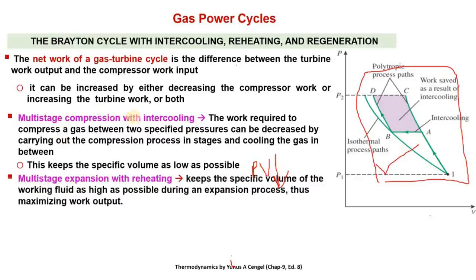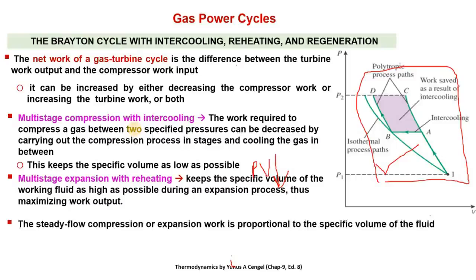So similarly, multi-stage compression with intercooling, we can use multi-stage expansion with reheating in case of turbine. It will keep the specific volume of the working fluid as high as possible. So V will be as high as possible if we are using a multi-stage expansion with reheating in case of turbine. So that will maximize the work output. Here this will minimize the work input.